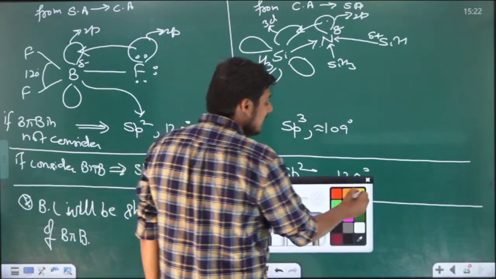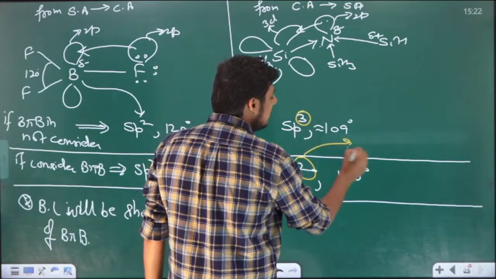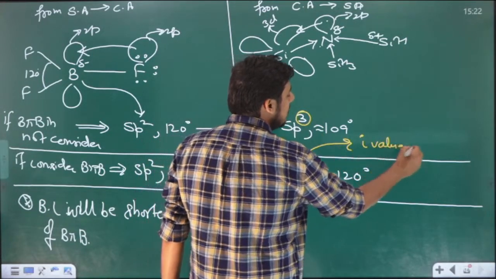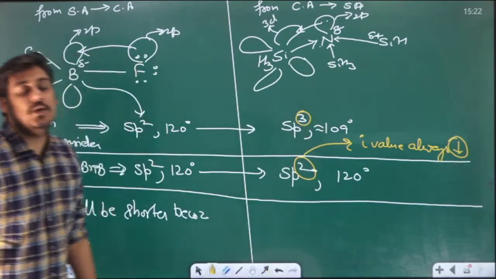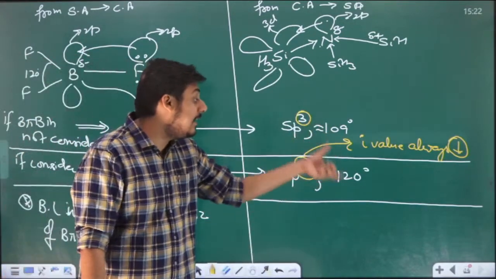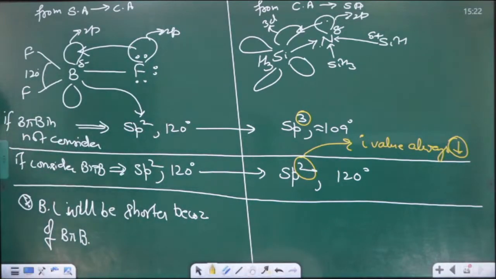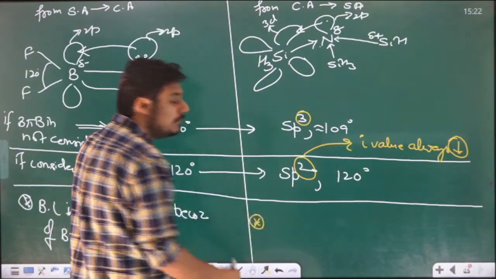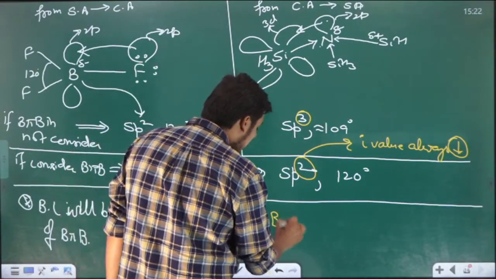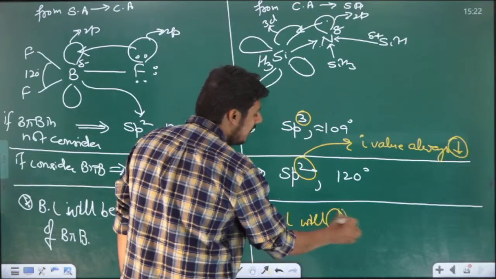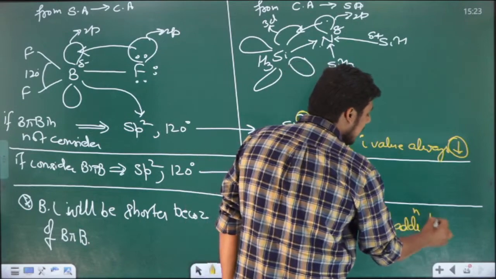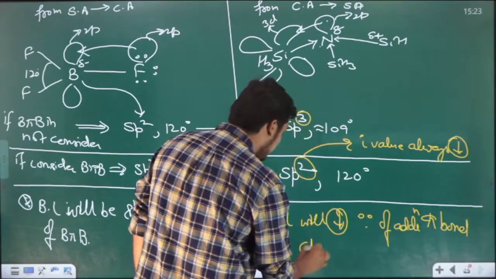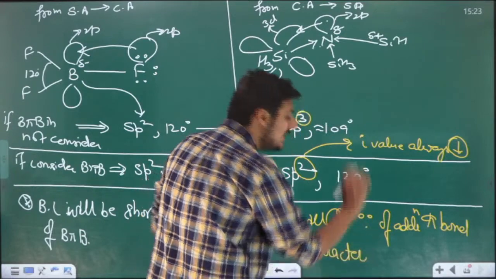This means in this process the hybridization index decreases. The I value always decreases, and this decrease of I value will correspond to the amount the angle is increased. I will come to that point also. Here also the bond length will decrease because of pi bond formation, and the bond order will increase. So we will say bond length will decrease because of additional pi bond character. Now is this whole thing clear to you guys?